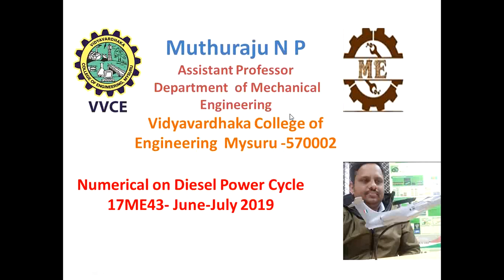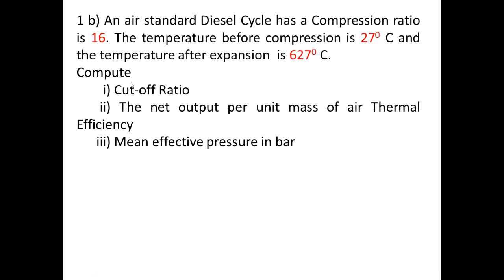We will discuss the numerical on the diesel power cycle. The problem is from June-July 2019, subject code 17ME43, problem number 1B in that question paper. An air standard cycle has a compression ratio of 16. The temperature before compression is 27 degrees Celsius and the temperature after expansion is 627 degrees Celsius. Compute the cutoff ratio, net output per mass of air, thermal efficiency and mean effective pressure in terms of bar.